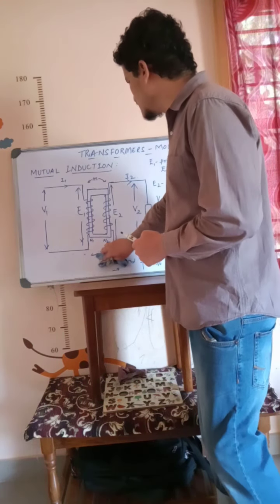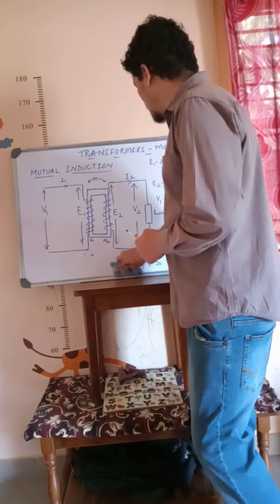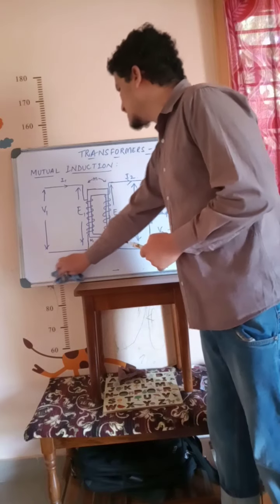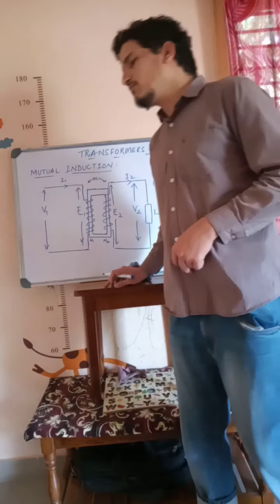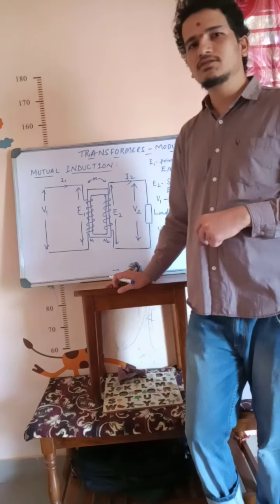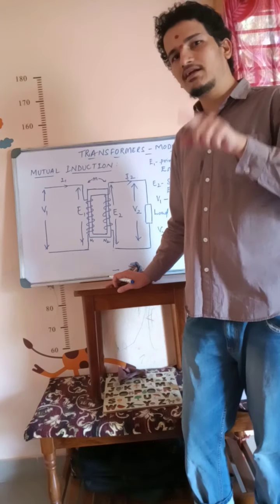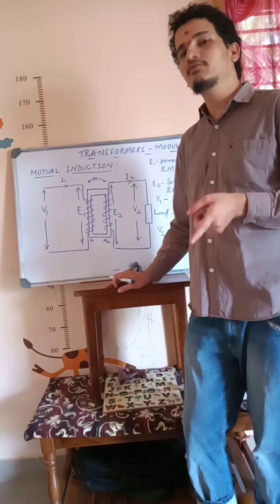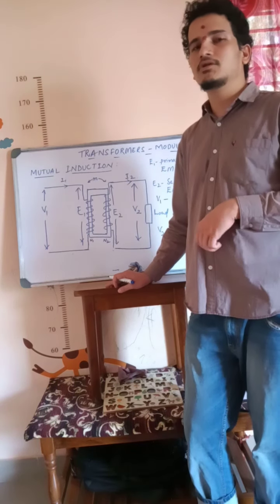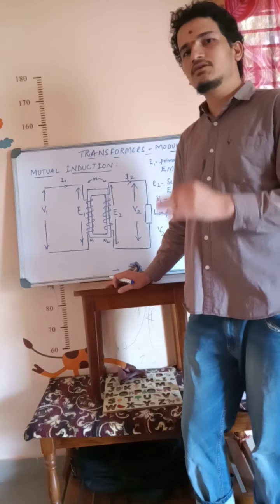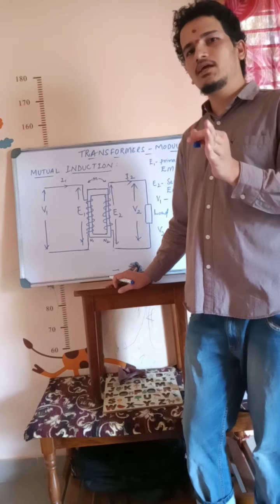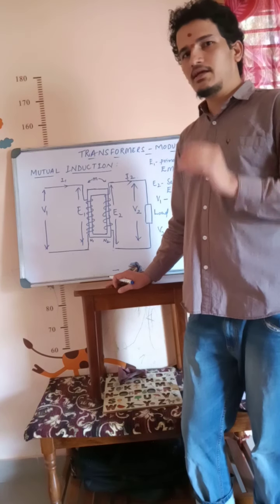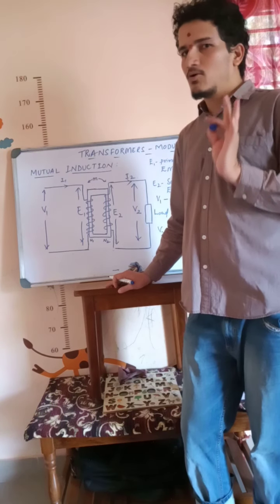Now, what is mutual induction? Now you have understood Faraday's first law and second law. The first law says whenever a flux linking with a coil changes with respect to time, an EMF is induced. The second law states that the EMF is directly proportional to the rate of change of flux. It is given by E equals minus N into d phi by dt, where N is the number of turns of the coil.